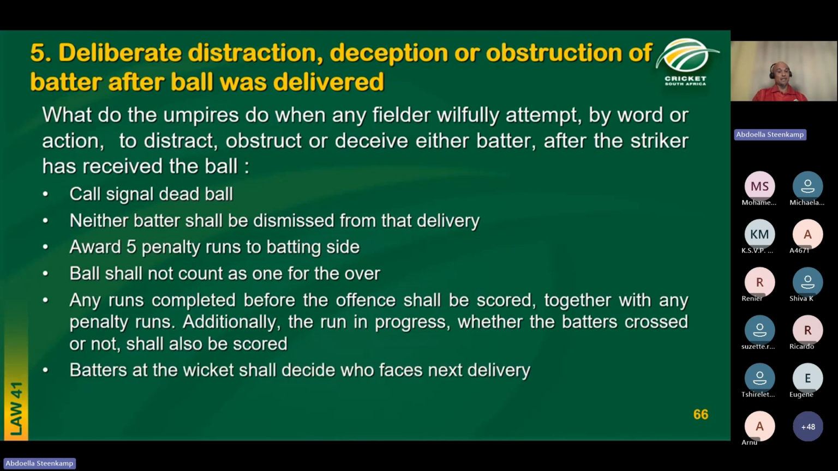Further punishment, batters at the wicket to decide who faces the next delivery. And you then need to inform everyone and also to report this to the governing body of cricket for that particular match. You can see it's a fairly stiff punishment if there was a deliberate attempt to distract, deceive, or obstruct either of the batters.